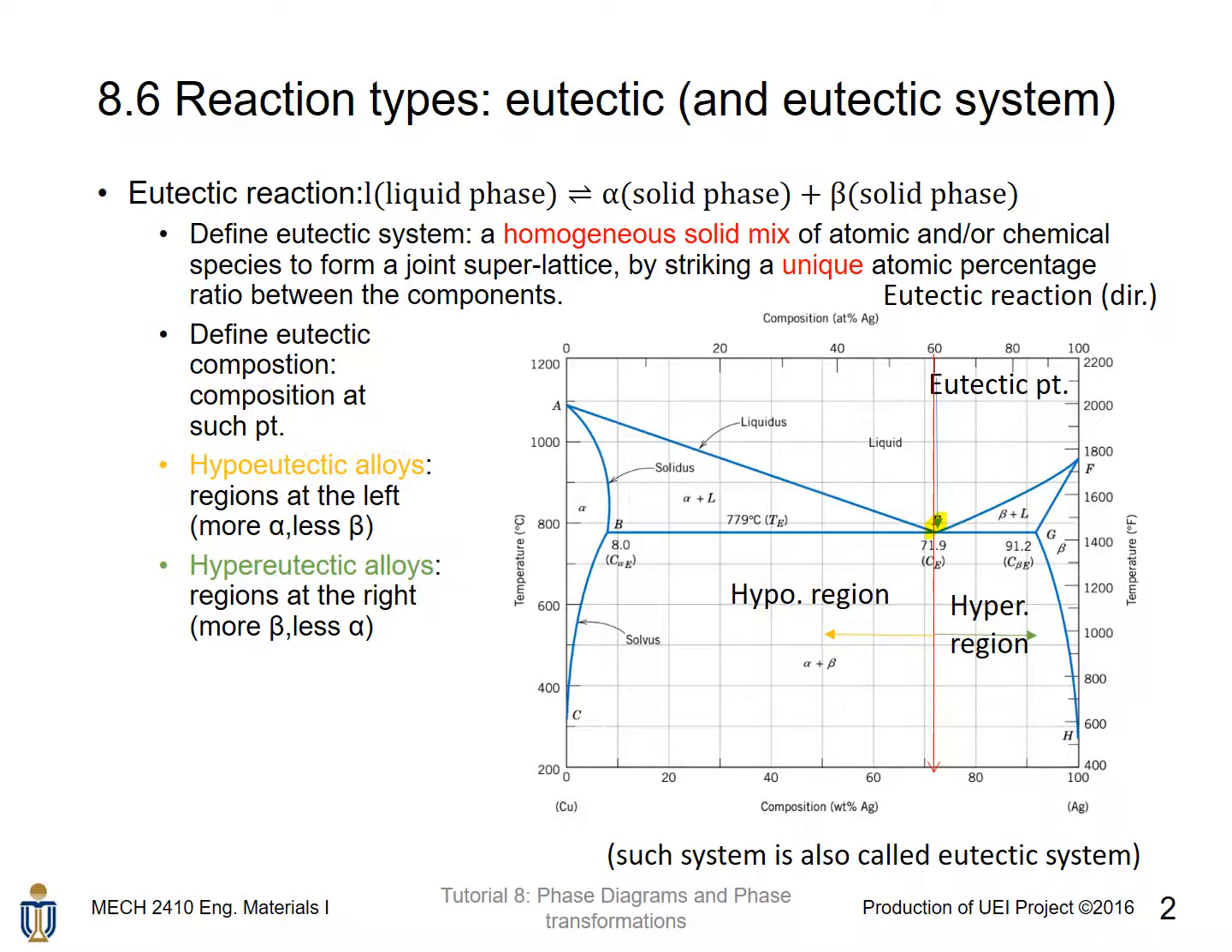And let's say if the composition has slightly more alpha phase, we call it hypoeutectic alloys. In this case, it has less silver, and if it has more silver, or in other words, more beta phase in this system, it enters the hyper region of this alloy. Then we call it hypereutectic alloys. And basically, such a system containing a eutectic point, we also call the eutectic system.